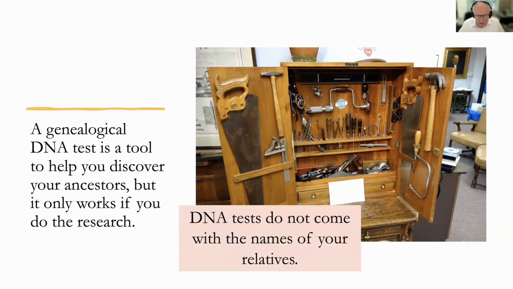So, kind of emphasizing this, DNA tests do not come with the names of your relatives. You don't just get a DNA test and get a list of who your relatives are. It isn't going to provide you with a family tree. It will provide you with a pool of people who are related to you. It's up to you and your other relatives, I suppose, to put that into some kind of organization, a pedigree, a family tree, that will show you what kinds of relationships actually exist.